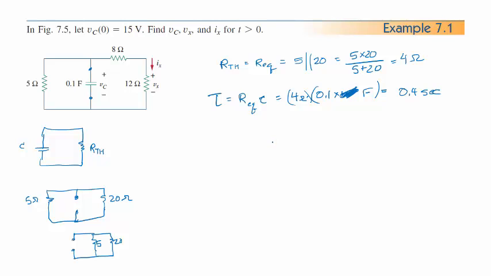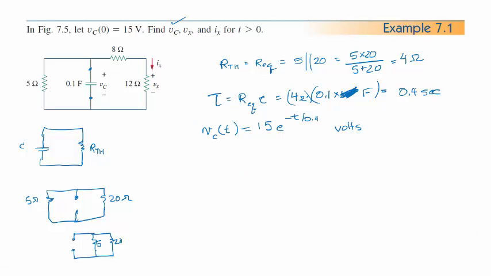So then we can write the voltage on the capacitor. We have now found what it does, and the thing that we need is its initial charge, which was already given to us: 15 e to the minus t over 0.4 volts. So that's the voltage on the capacitor.